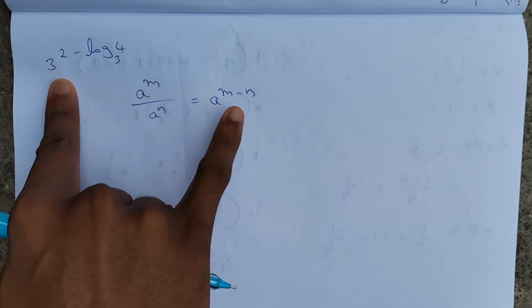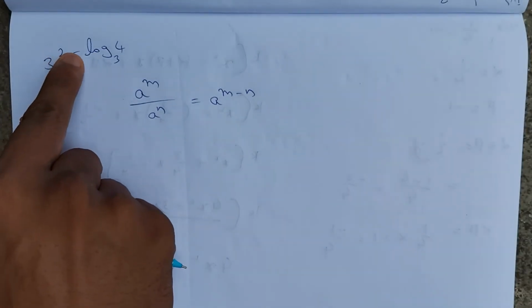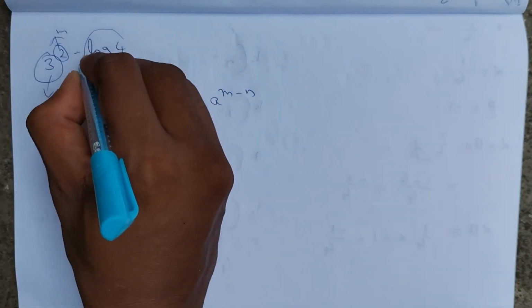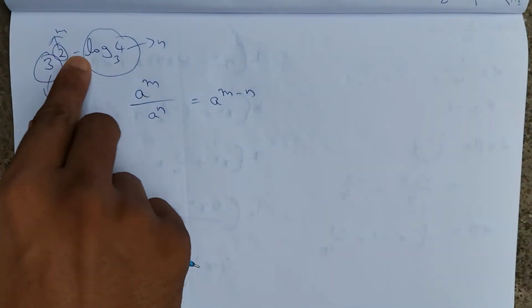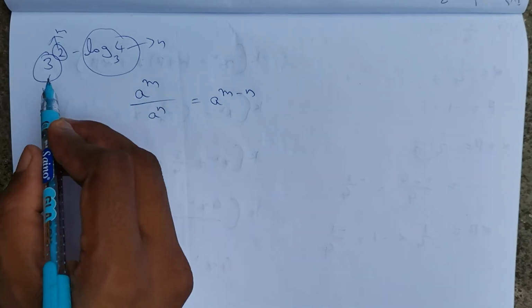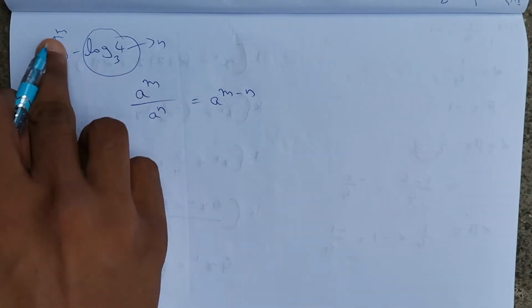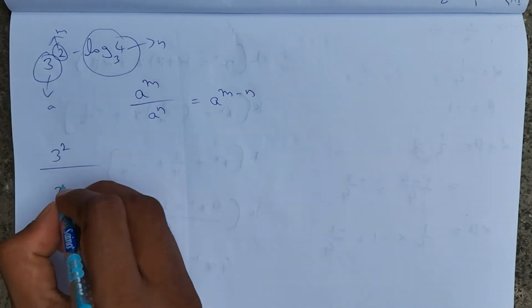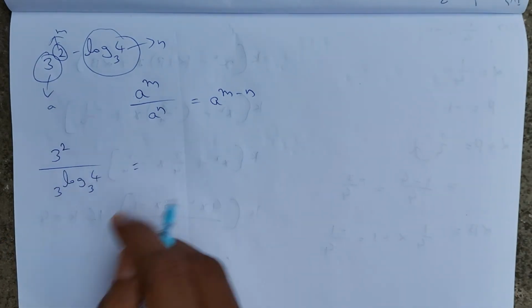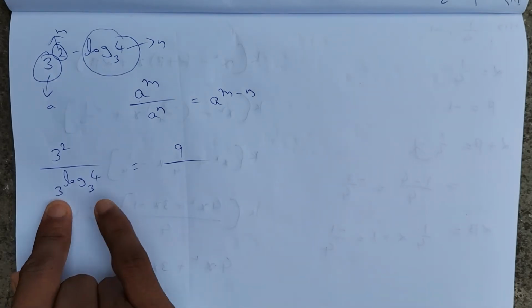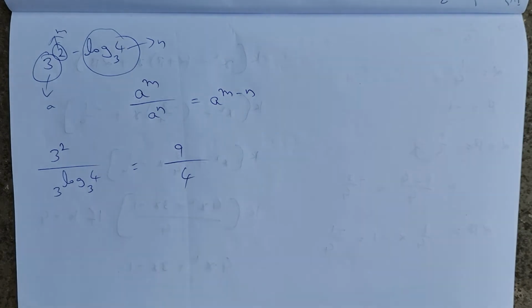Now the given question is in the form of a power m minus n. This 3 is a, this 2 is m, and this whole log 4 base 3 is n. So a power m minus n is there. Let us convert it to a power m by a power n. So a is 3, power m is 2, divided by a power n, where a is 3, power log 4 base 3. This equals 3 square, 9, divided by 3 power log 4 base 3. Here the 3s are both the same, so the number will be 4. So the final answer is 9 divided by 4.